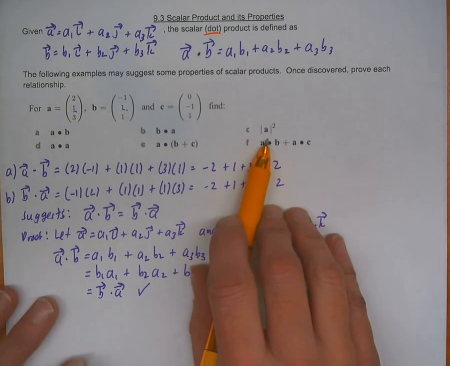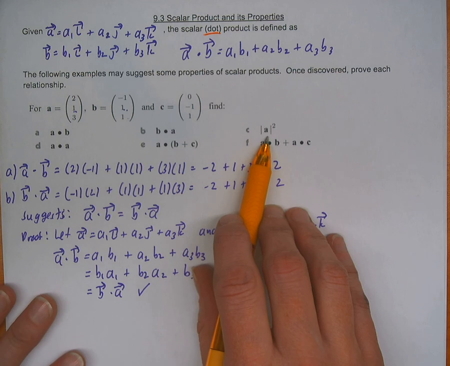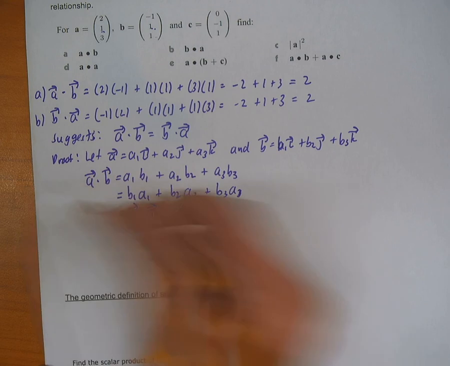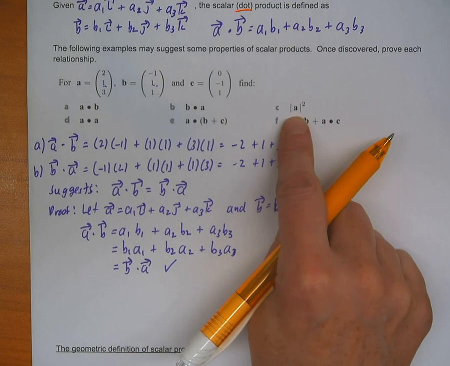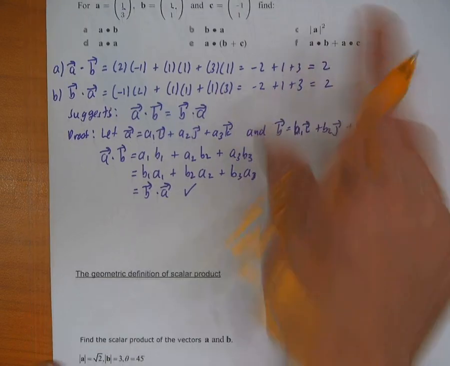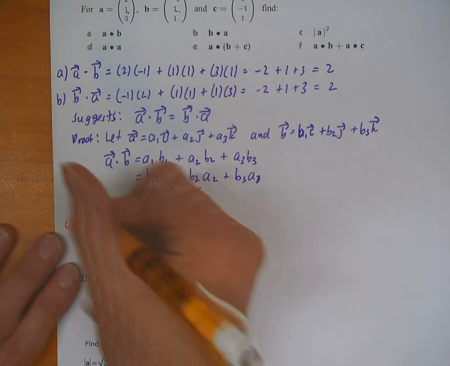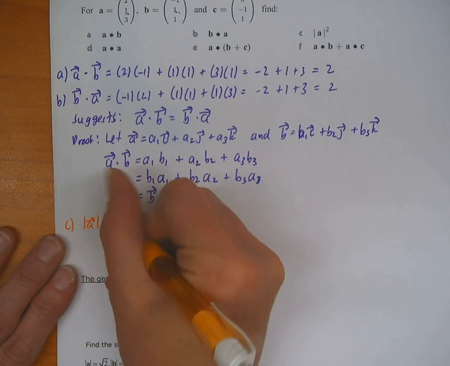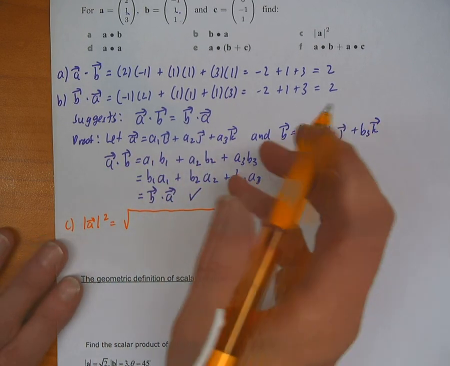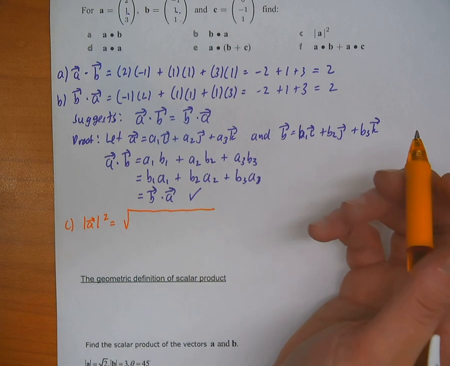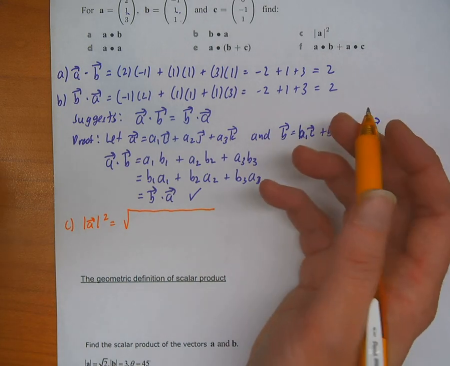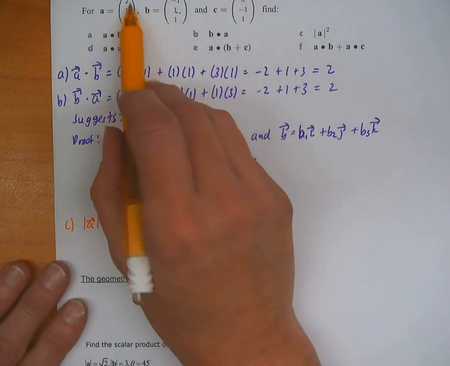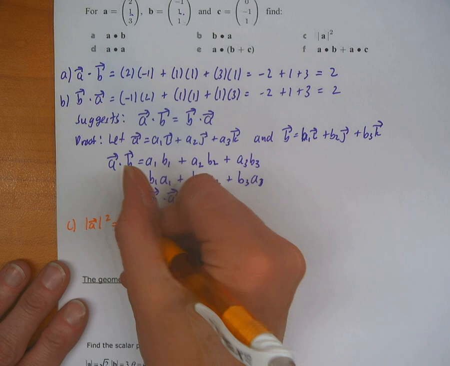Okay, let's look at C and D. Remember that absolute value signs around a vector indicate that that is the vector's length. So if we want to find the length or magnitude of vector A and then square it, that's what we're doing first here. The magnitude of vector A squared. So I would simply do the magnitude of vector A, which is the square root of A1 squared plus A2 squared plus A3 squared. So 2 squared plus 1 squared plus 3 squared.